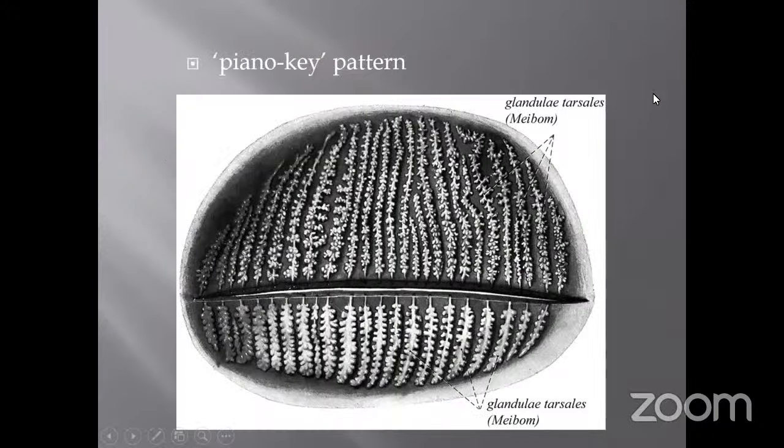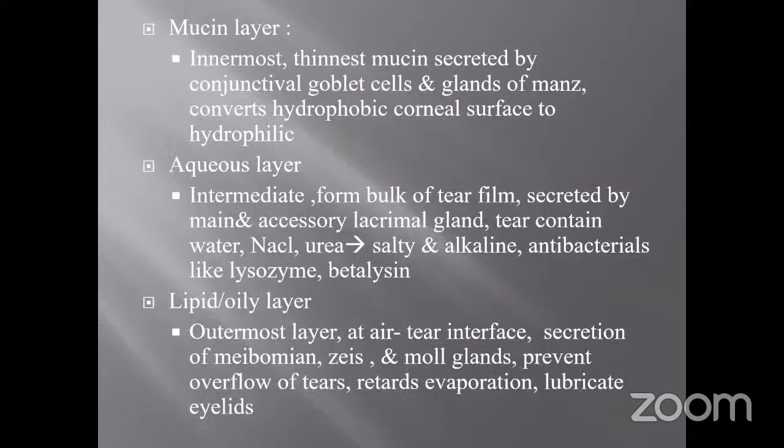This is how the meibomian gland is arranged. It is known as a piano key pattern. Then these are the 3 layers. The mucin layer, which is the innermost and the thinnest layer, is secreted by conjunctival goblet cells and also glands of Manz. And the function of mucin layer is it converts the hydrophobic corneal surface to hydrophilic.